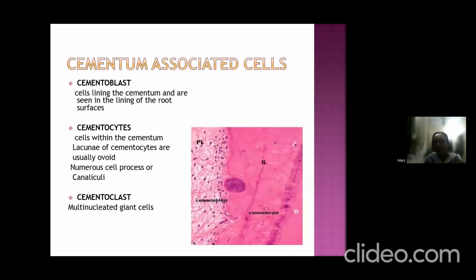Now, there are few cells which are associated with the cementum formation. They are the cementoblast, the cementocytes, and the cementoclast. They help in the formation of new cementum and also regulate the cementum formation. So, the cementoblasts are mainly cells which line the cementum and are seen in the lining of the root. Cementocytes are those which lie within the lacunae, and they are usually ovoid, and they have numerous cell processes or canaliculi in them. We also have cementoclasts, which are multinucleated giant cells, which mainly help in the destruction, that is help in phagocytosis.